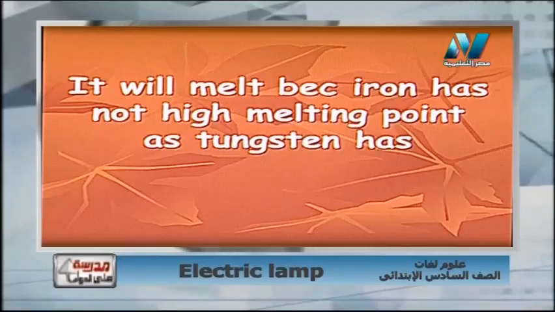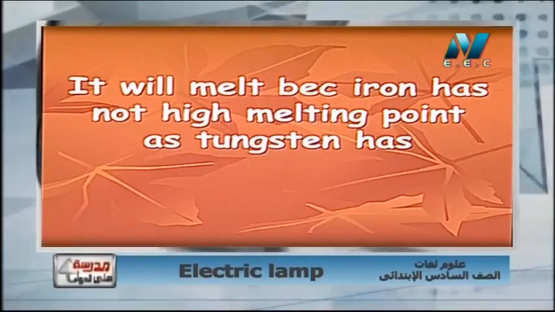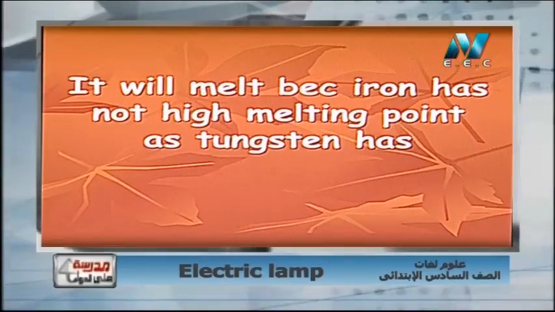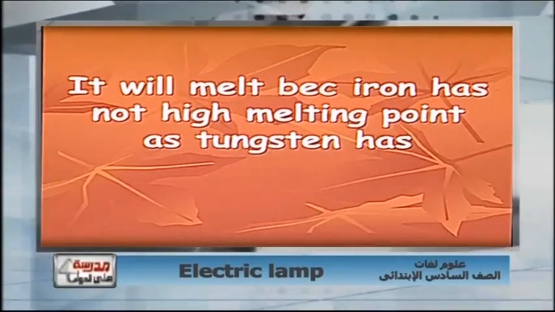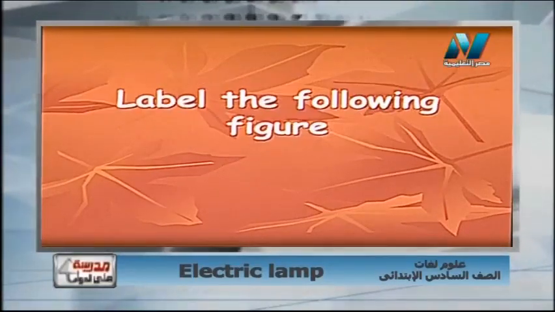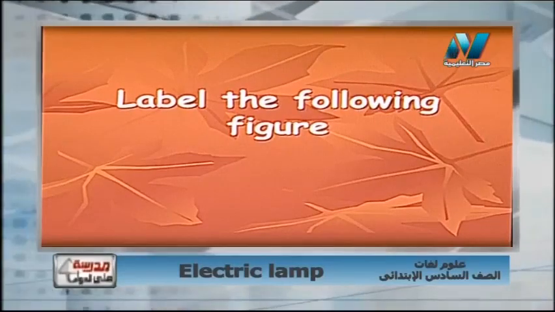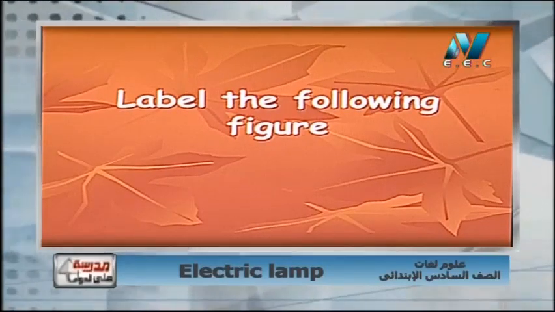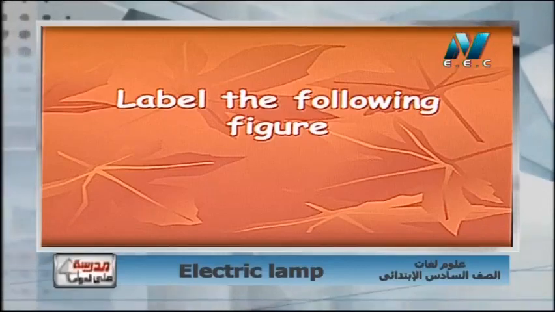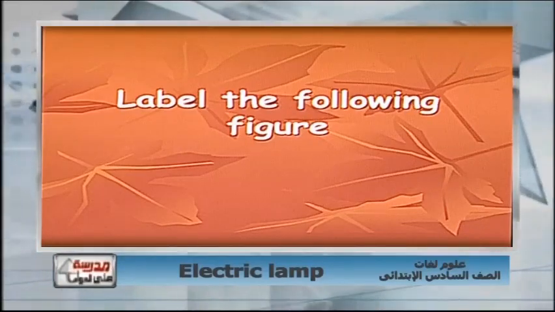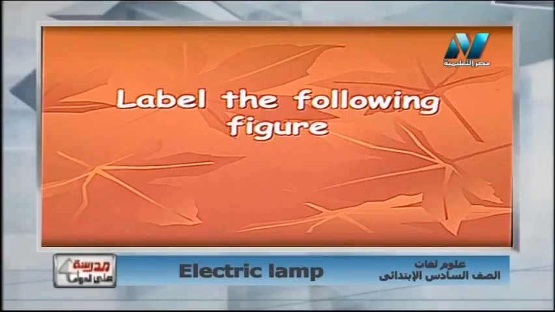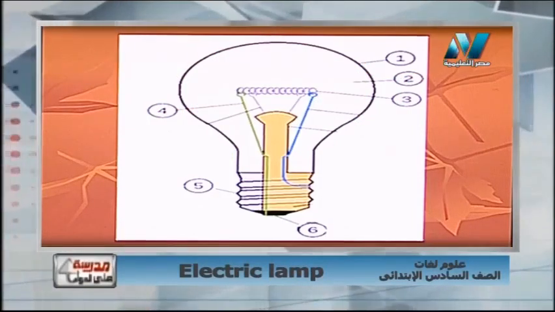Again, the filament made of iron will melt because iron does not have a high melting point, such as tungsten has. Label the following figure. I think it's the most popular question for all the pupils. طبعا السؤال ده كتير قوي طلبة بيحبوه، هو label the following figure، يعني نحط كده details على الرسم.